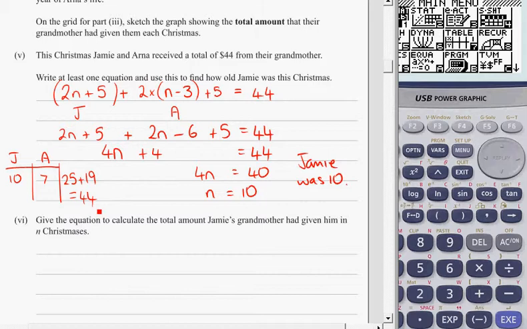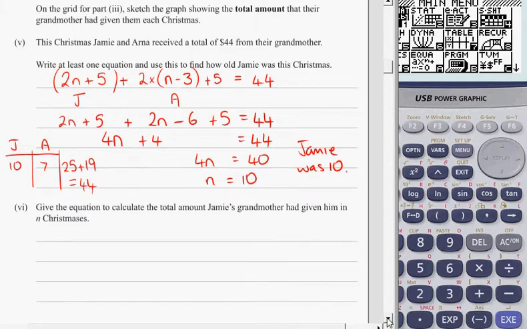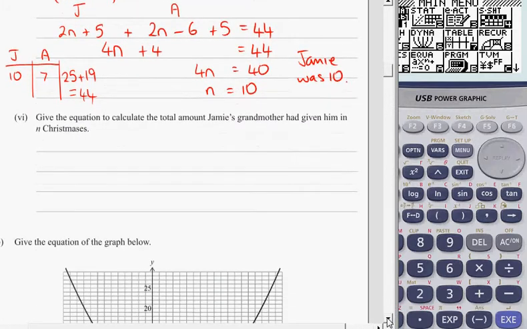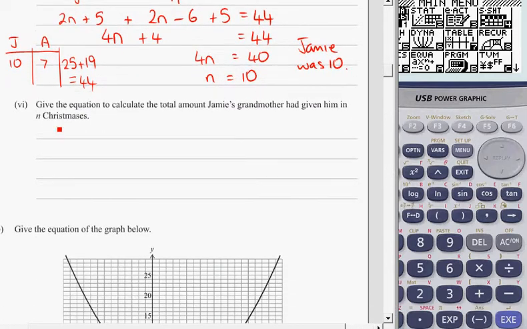Right, part 5, give the equation to calculate the total amount Jamie's grandmother had given him in n Christmases. Right, well I haven't got the table here, so if I just quickly copy it down again. This is the amount he was given by her, 7, 9, 11, 13, 15. Right, so now we want the total amount. So for 1 Christmas he got 7.